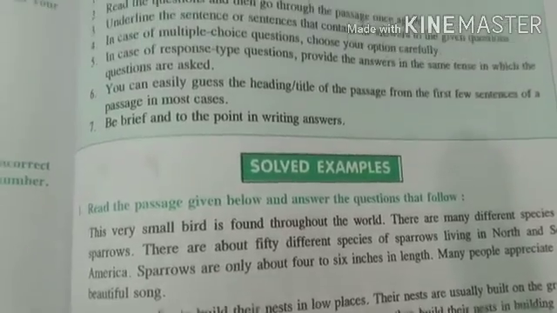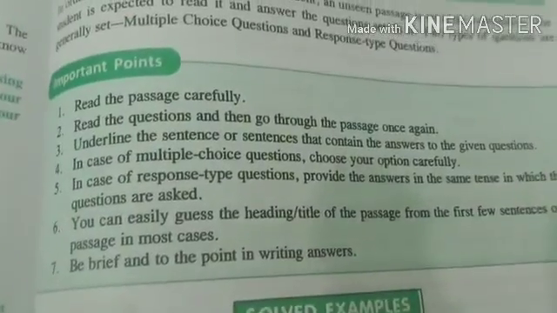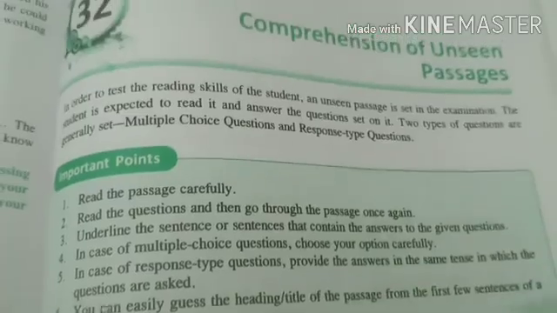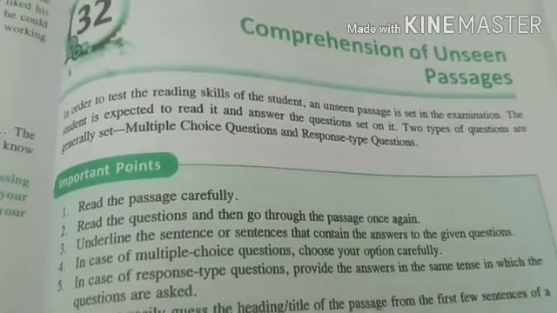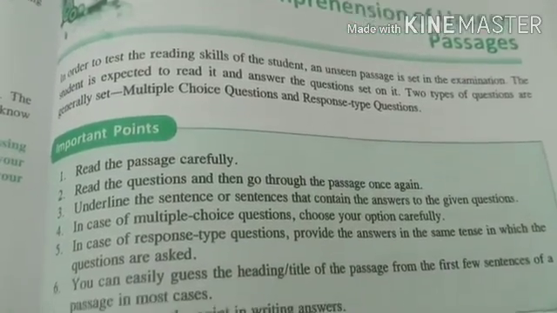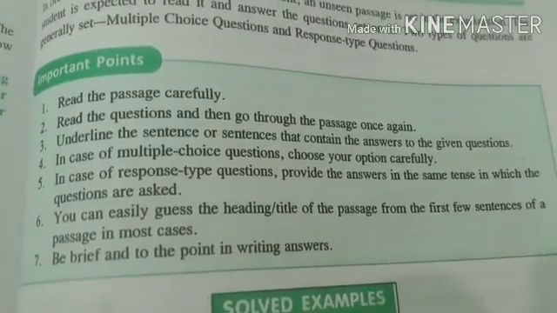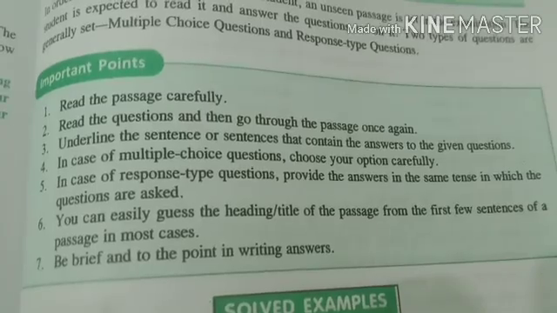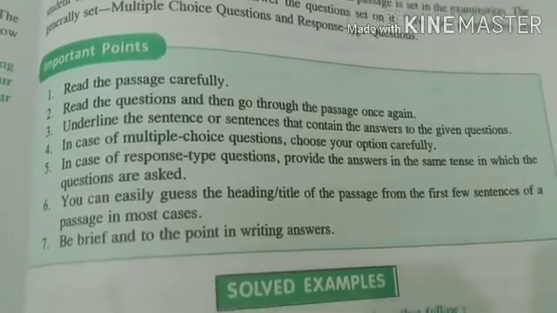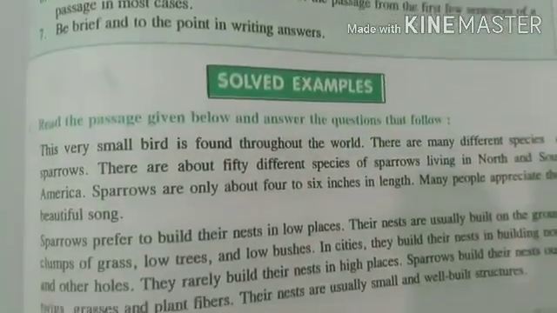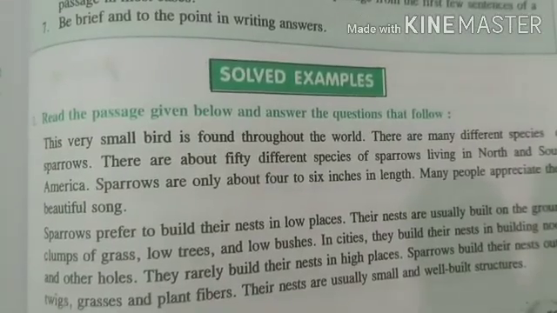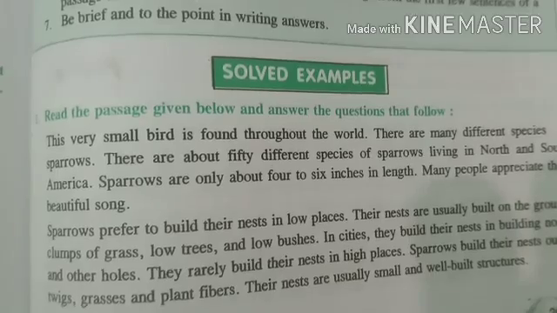So these are all the keynotes to be kept in mind. It's my humble request to all, please write the heading comprehension of unseen passage in your notebook and write these important points, all the 7 points, in your copy, and the rest you need to solve this exercise, the first exercise, this very small bird.